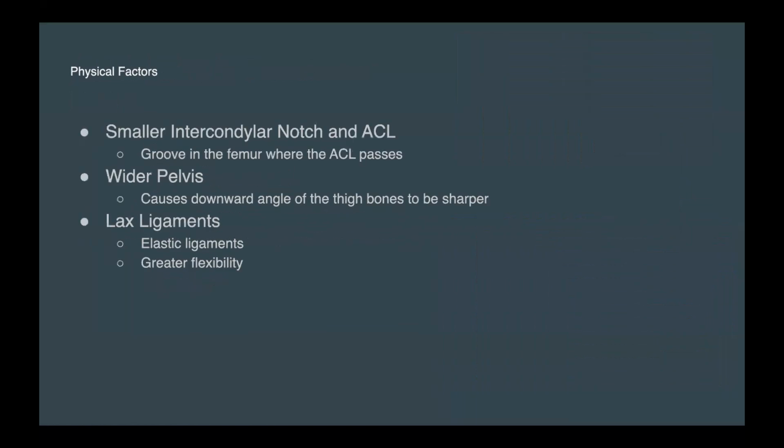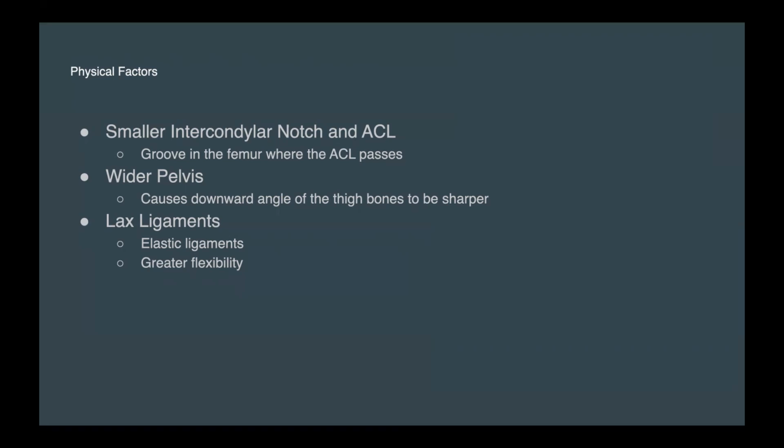So we're going to go on to the next slide. Physical factors include a smaller intercondylar notch in the ACL, a wider pelvis, and lax ligaments. The intercondylar notch is the groove in the femur where the ACL passes. The ACL is smaller to accommodate the narrow passage, so automatically that creates a greater risk for females.